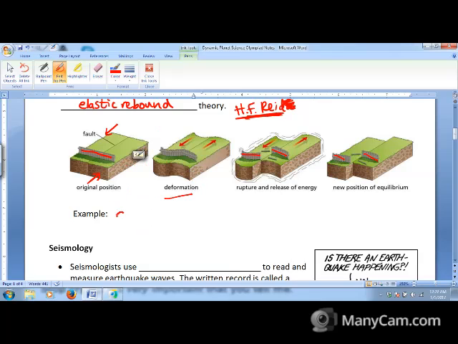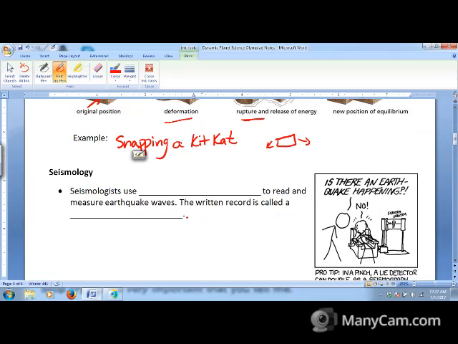The example I like to think of is snapping a stick or snapping a Kit Kat bar. If you put a Kit Kat in the freezer, for example, or a fridge for a little bit, and you take it out, you put stress on it on different ends, and it causes some deformation, so it bends until finally it starts snapping. The actual action of snapping is that rupture that we see with earthquakes, and then it finally just adjusts to its position. It's never going to want to go back to being a whole Kit Kat. It's now two pieces.